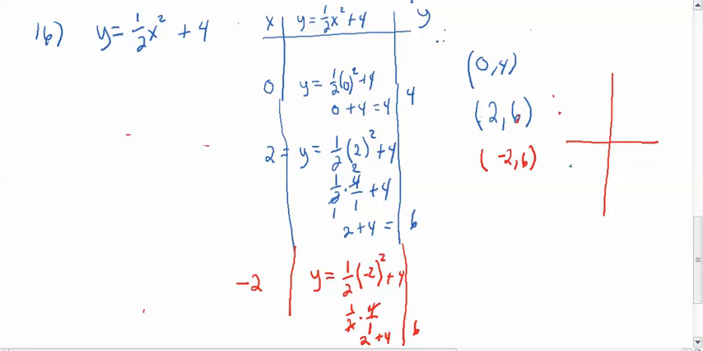Now take your graph and graph your points. So 0, 0, right in the middle. Then you're going to go over 2, and then up 6. 1, 2, 3, 4, 5, 6. So somewhere about right there. And then you're going to go over negative 2 and up 6. So we have our parabola. Make your arrows, because the lines go on forever.